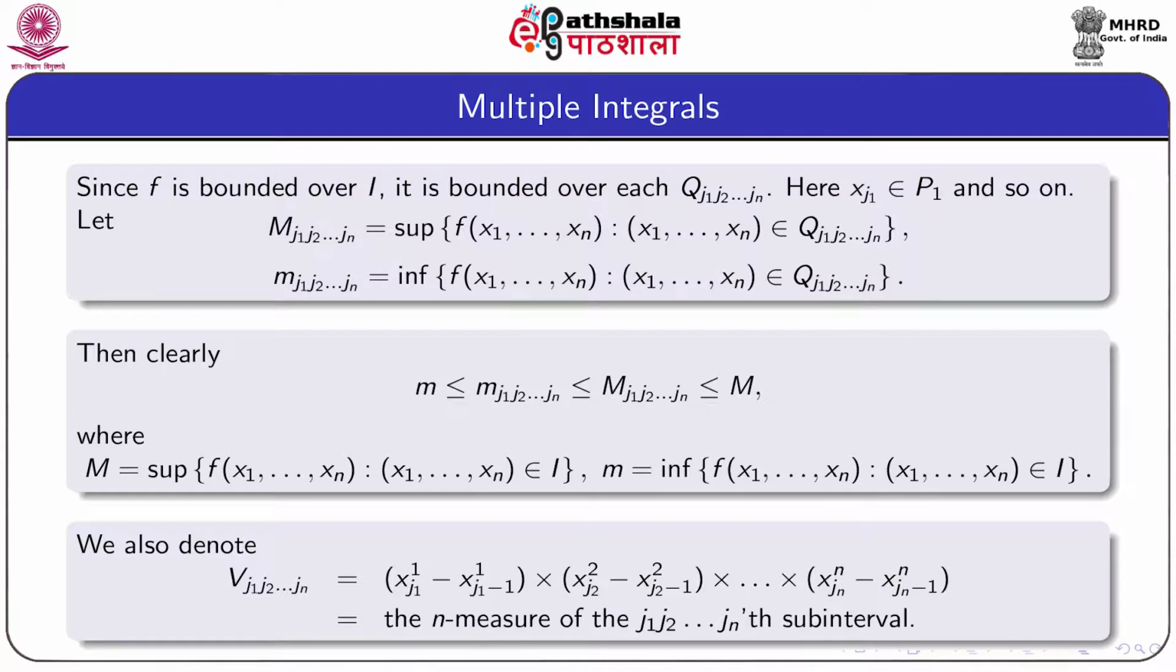We also denote V_{j1 j2 up to jn} equal to the n-measure of the subinterval Q_{j1 j2 jn}.